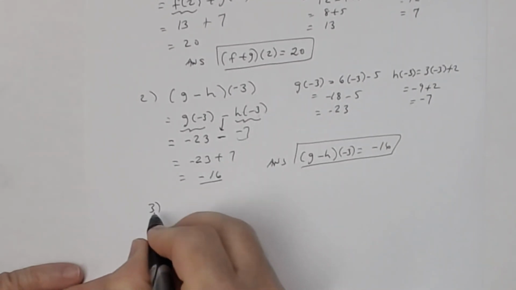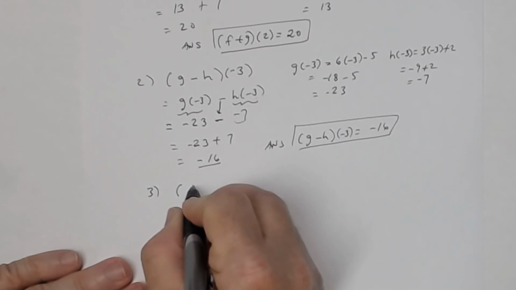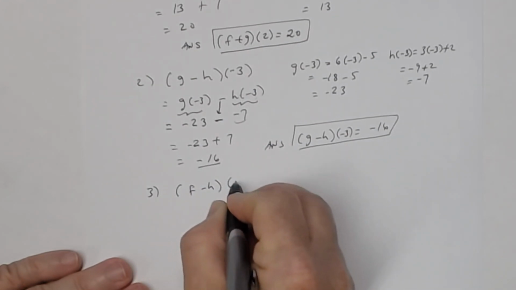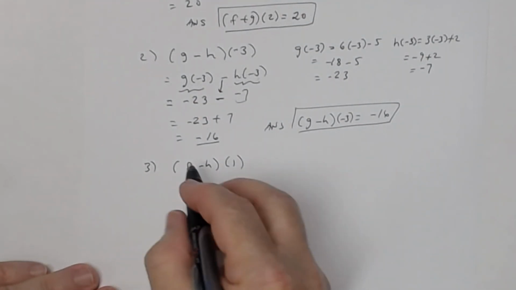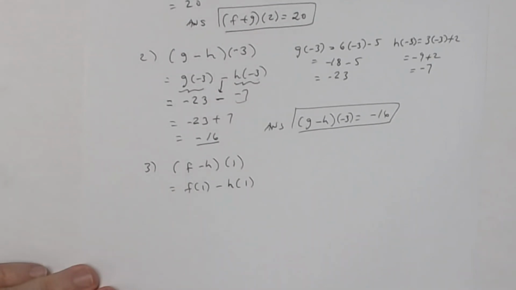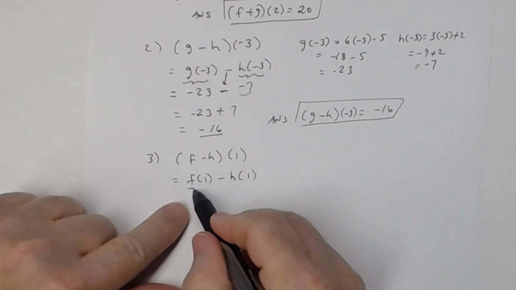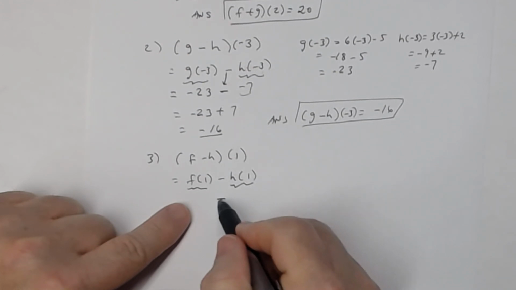Number 3, you have f minus h at 1. Again, by definition, this means f of 1 minus h of 1. So we've got to figure out what f of 1 is, figure out what h of 1 is, and then subtract those.